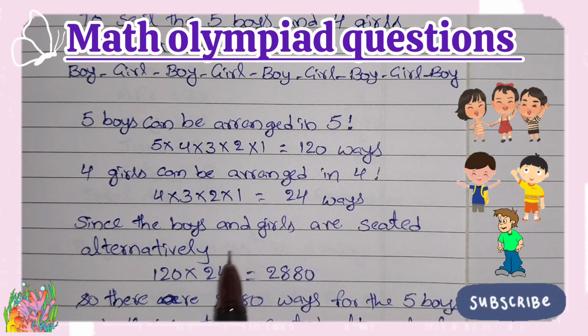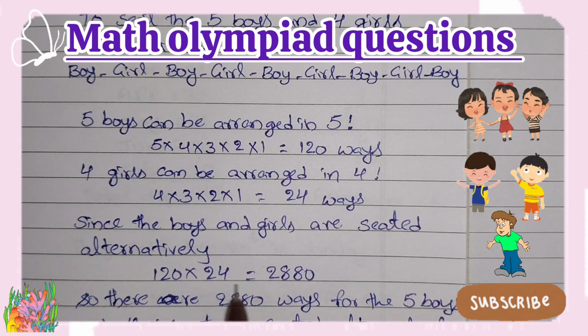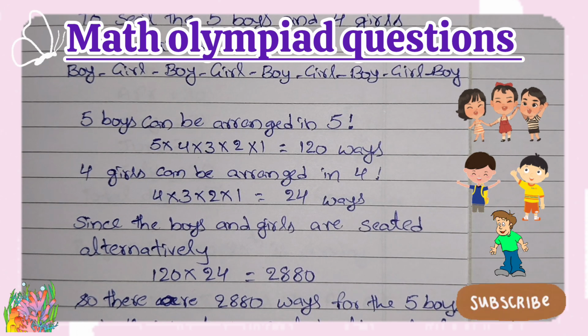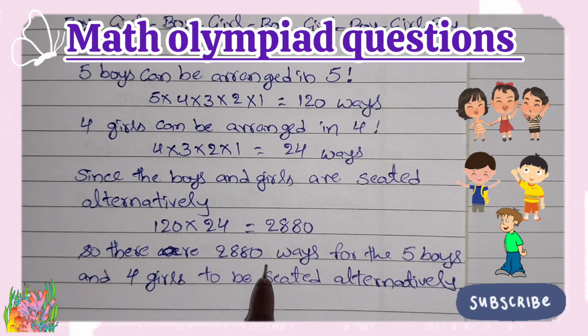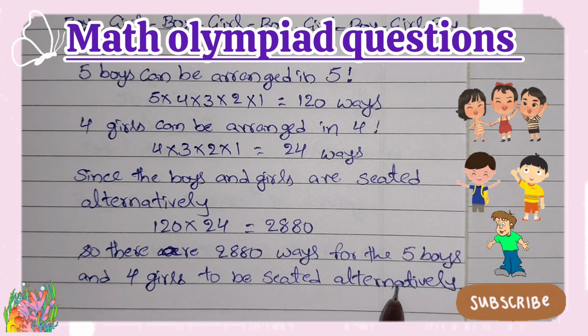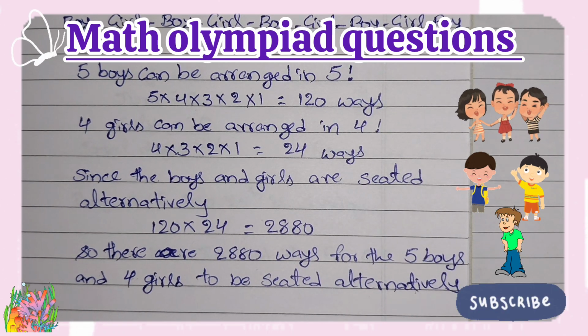Since the boys and girls are seated alternatively, 120 multiplied by 24 equals 2880. So there are 2880 ways for the 5 boys and 4 girls to be seated alternatively.